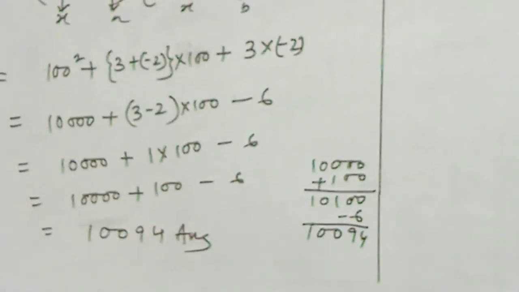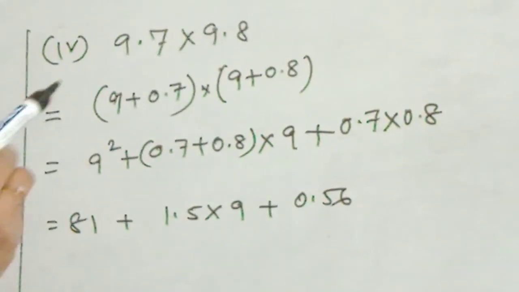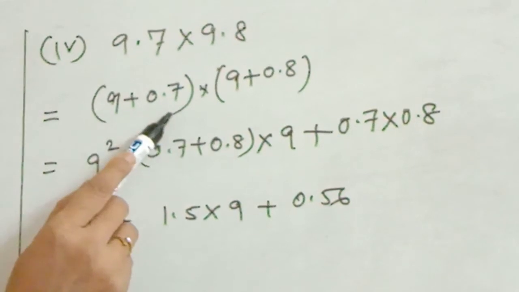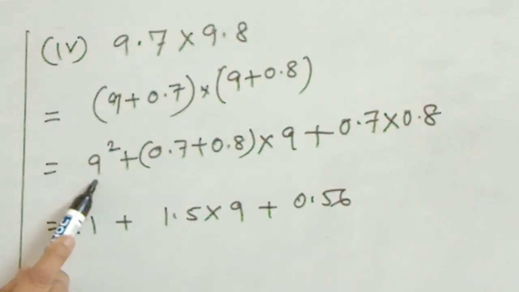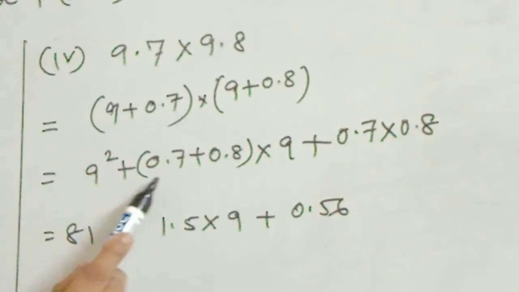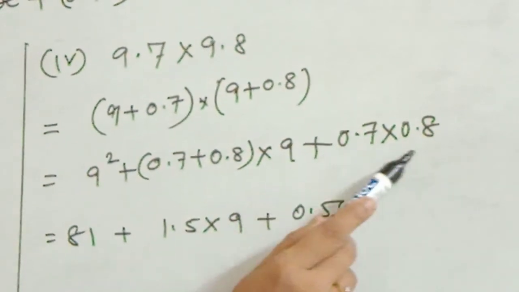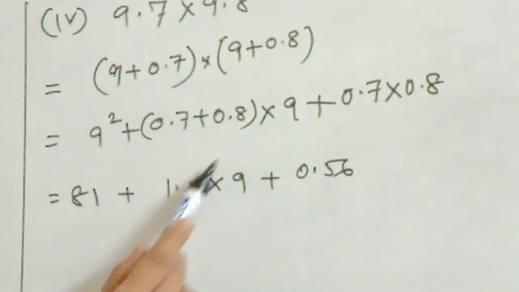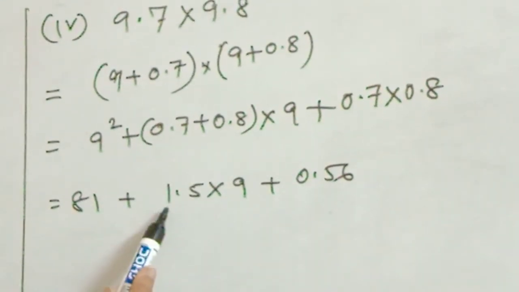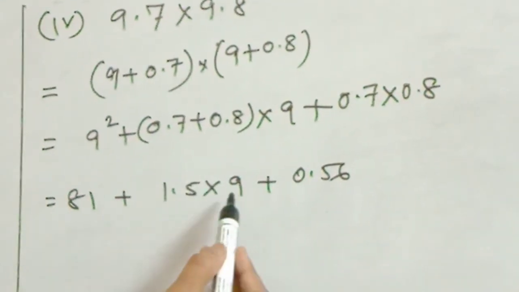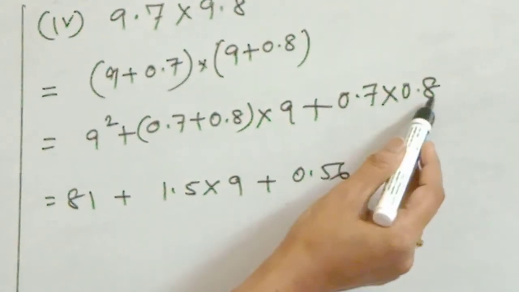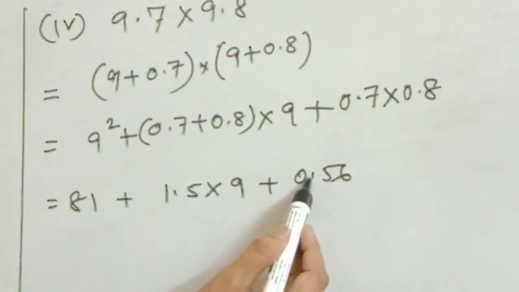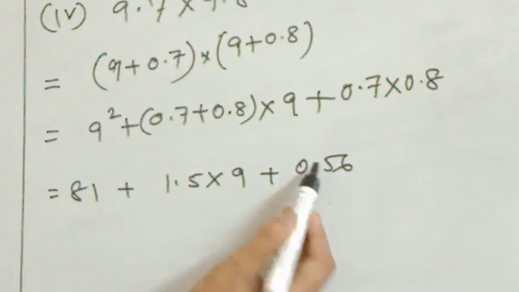Okay. Next question. 9.7 into 9.8. It will be easy for you. 9 plus 0.7 into 9 plus 0.8, x square plus a plus b into x plus a into b. 9 9s are 81. 0.7 plus 0.8, you know 7 plus 8 is 15, 1 place of decimal as you are adding, into 9. And 7 8s are 56, 2 places of decimal as you are multiplying, so the decimal will move to the left after 2 places.